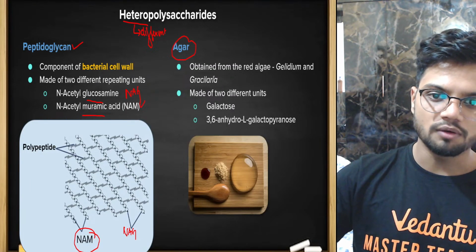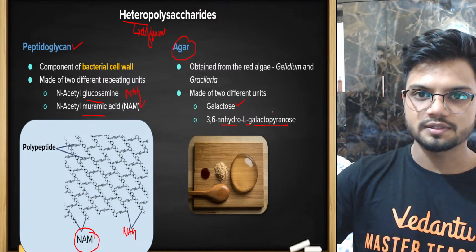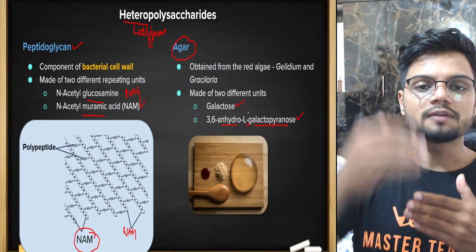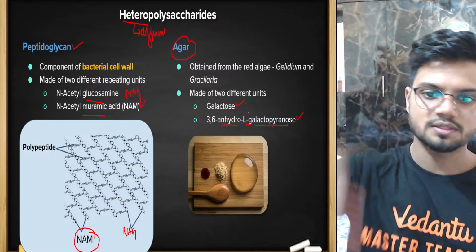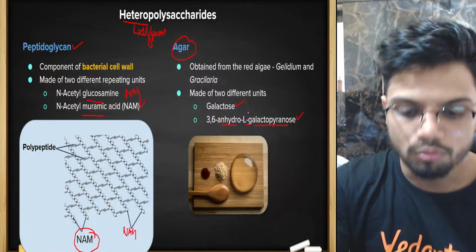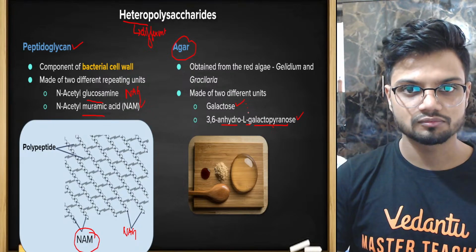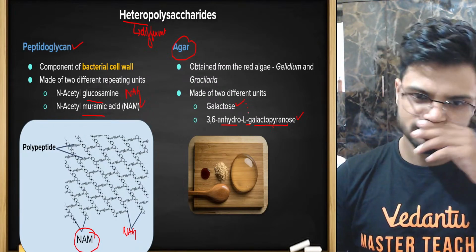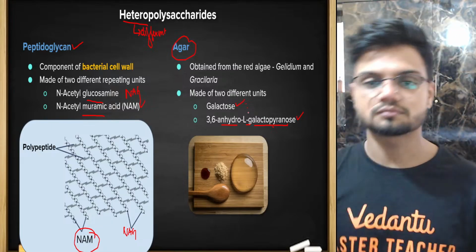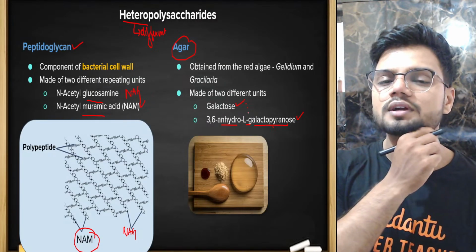Okay. Now look at agar agar. Agar agar is also made up of galactose and 3,6-anhydro-L-galactopyranose. These two are different types of sugar, and these different types of sugars are repeating units. I hope the concept is clear. That is the difference between homopolysaccharide and heteropolysaccharide. Clear?